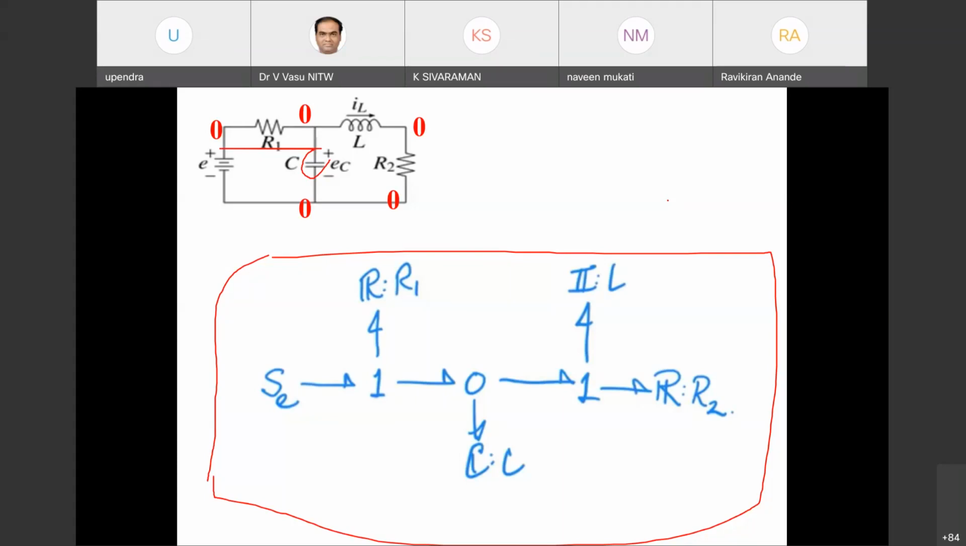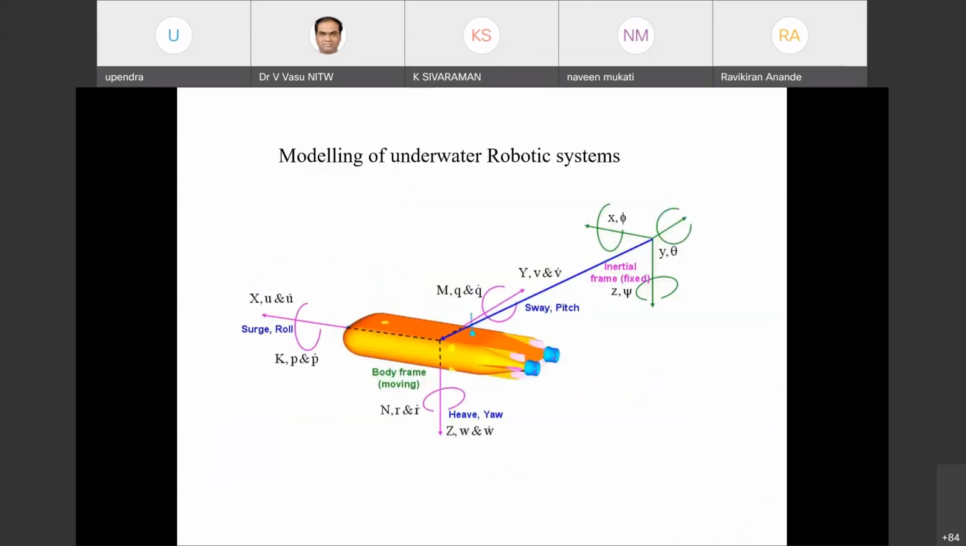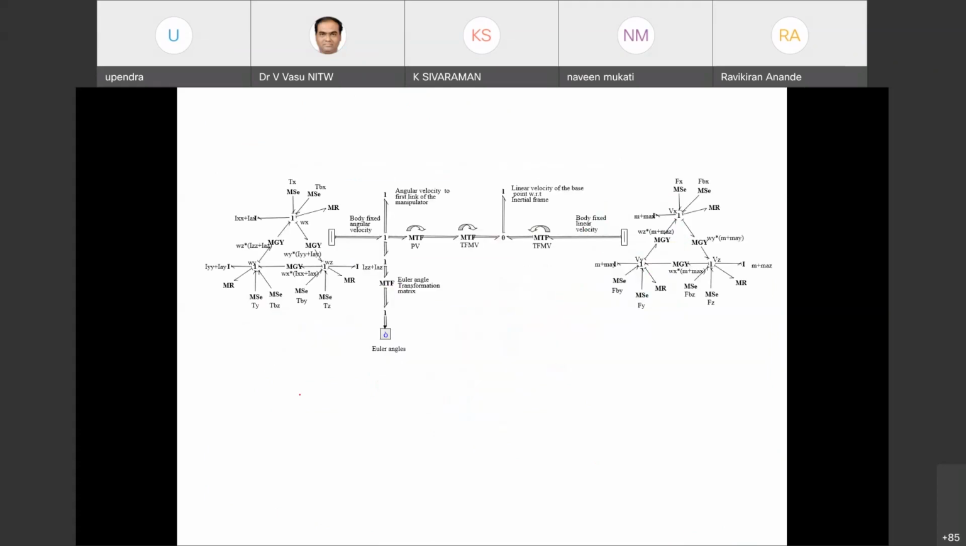modeling of mechatronic systems. One is the block diagram technique, which I have explained previously, and another technique is called the bond graph technique, which we can use for modeling of these particular cases. Okay, so these are some examples where we can model an underwater robotic system. The bond graph will be represented in this particular manner.